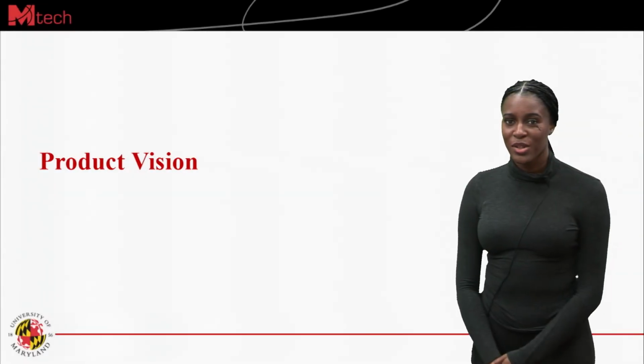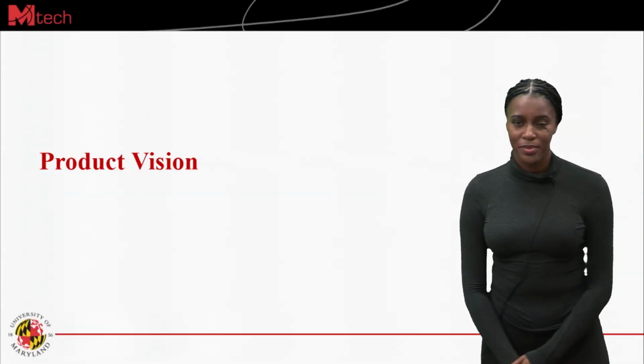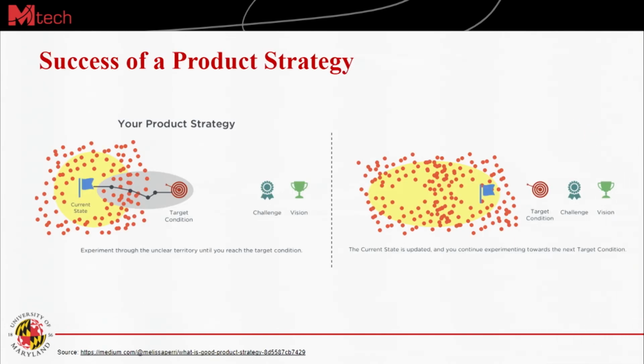Let's talk about product vision. So in order to talk about product vision, we first need to talk about product strategy. Product strategy is the set of steps that take you from your current state to your target state. Now, your vision is a summary of that target state.